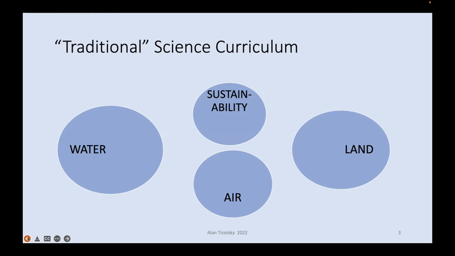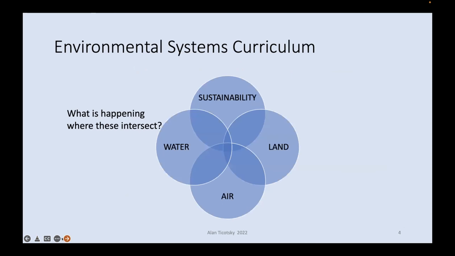So I was working at Innovation Academy, a high school in Massachusetts, United States, and they moved some of their traditional, so to speak, science curriculum to an environmental science setup. The differences in those two show here in this diagram where the intersection is where a lot of interesting stuff takes place. So most environmental issues have components of all of those: land, water, air, and sustainability issues.